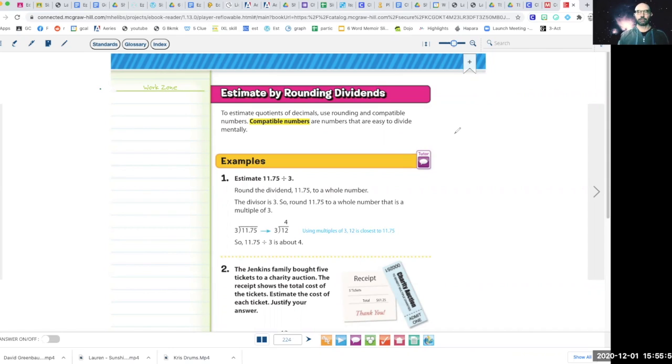So as I said before, we're going to be using compatible numbers. Compatible numbers are just numbers that are easy to divide mentally. If we look at these examples, here we have 11.75 divided by 3. So we're going to round this 11.75 to be 12, right? Because 12 divided by 3, well, that's very easy. 12 divided by 3 is 4. So we know our answer is going to be about 4.